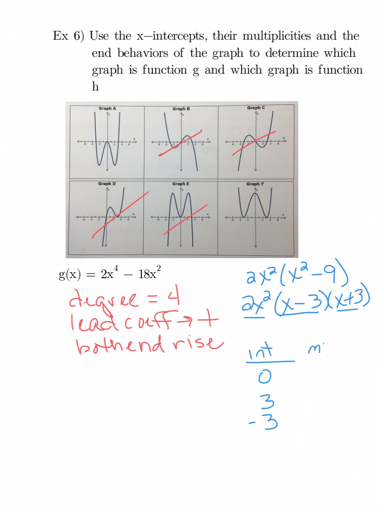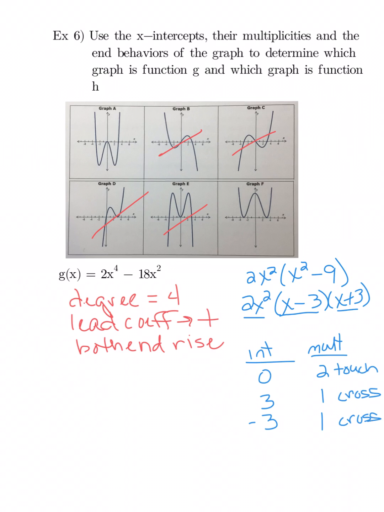The multiplicity of the 0 is 2. The multiplicity of +3 is 1. The multiplicity of -3 is also 1. At the x-intercept of 0, because it's even multiplicity, we are going to touch. At the x-intercept of 3, because it's odd multiplicity, we are going to cross. Same thing for the x-intercept of -3. We are going to cross.